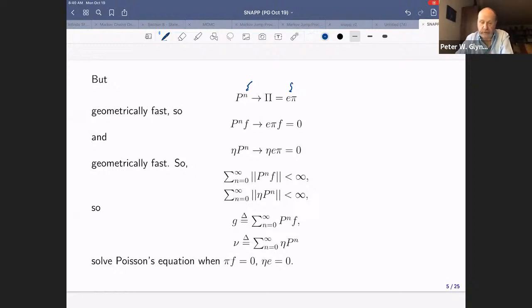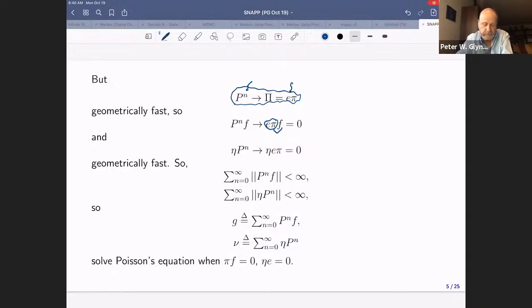So now we see if we hit both sides of this relationship by the column vector F. Remember, we're assuming that pi F is equal to 0 for solvability. We see that P to the n is converging to E times pi. Pi times F, on the other hand, is equal to 0. So we see that P to the n F is converging to 0 as n goes to infinity. And that convergence, of course, in the finite state aperiodic setting is geometrically fast. So P to the n F goes to 0 quickly.